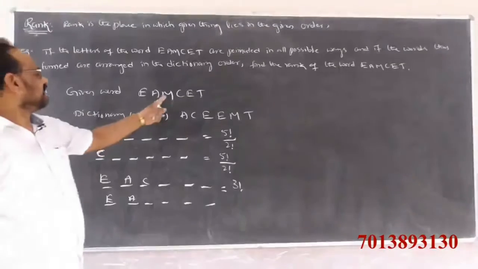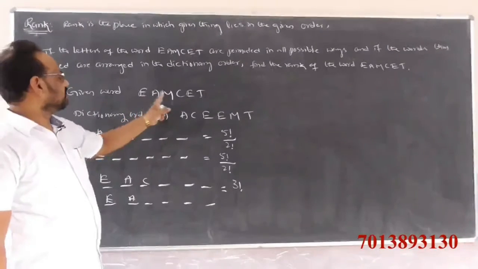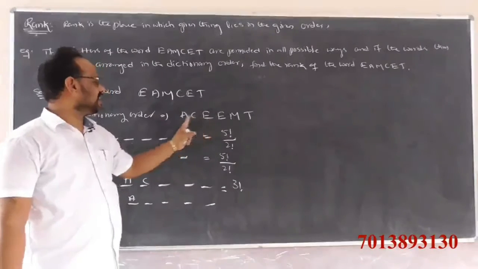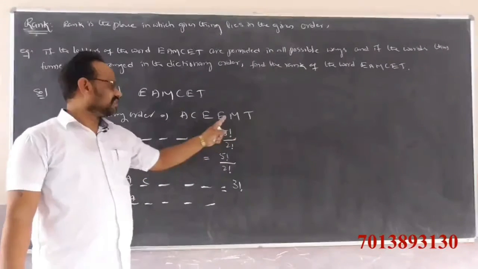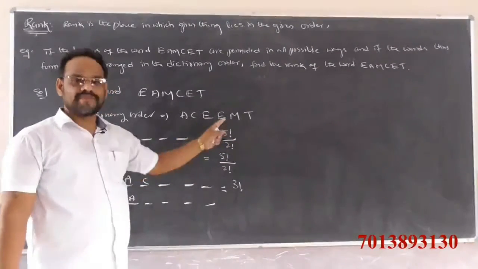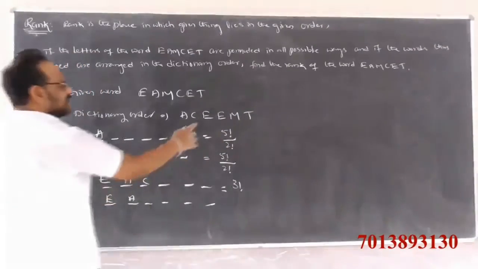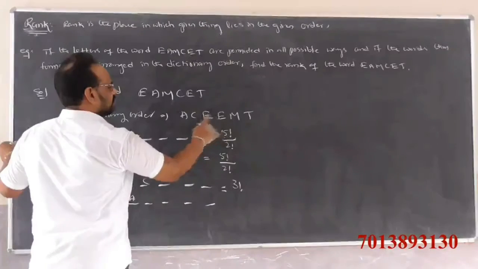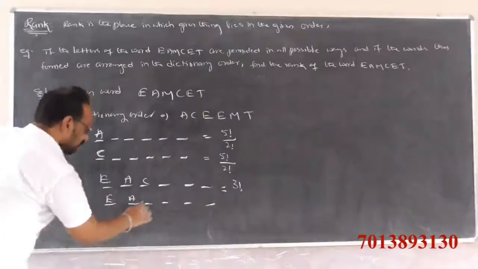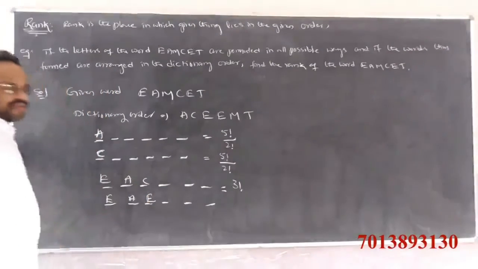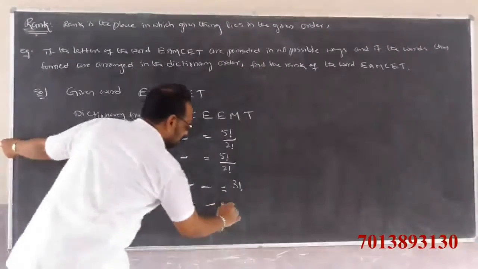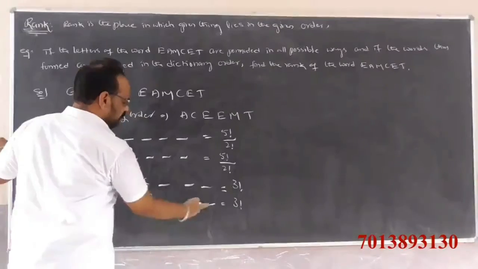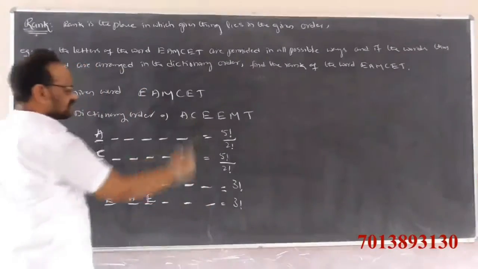After EAC, first EAC, after we get EAE letters. So EAE letters also we don't want. That is clearly 3 factorial. We have 3 gaps. How many ways to fill these 3 gaps? Means 3 factorial.